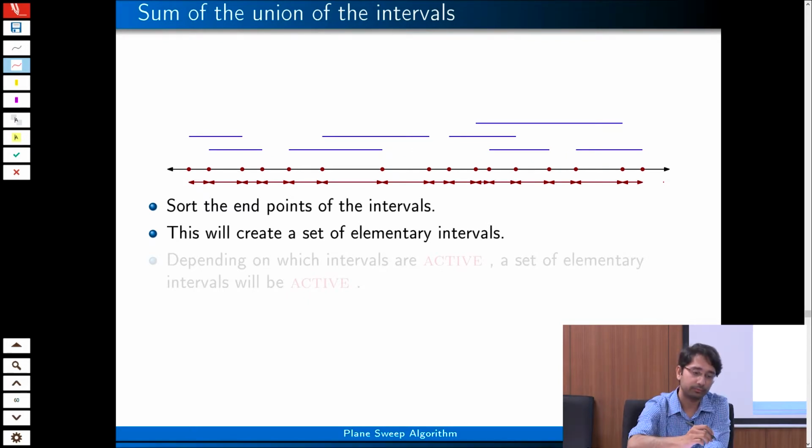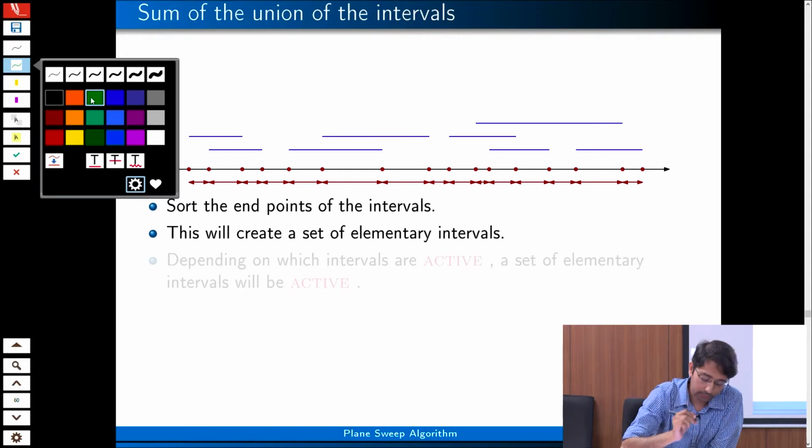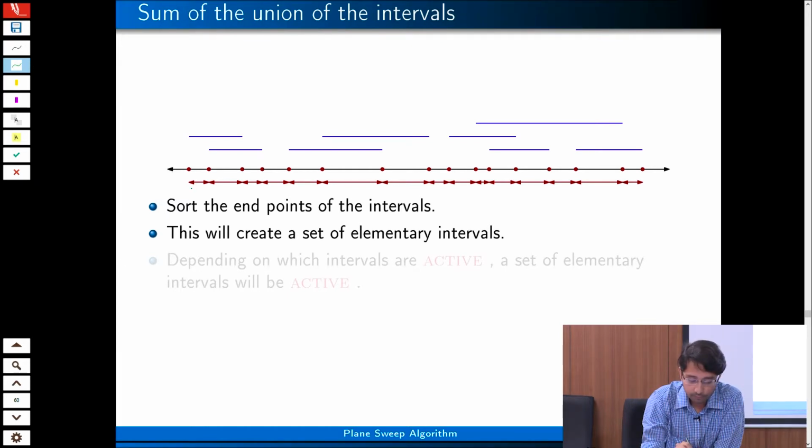These are my intervals. So, this is my first interval, this is my second interval, this is my third, fourth, fifth, like this. How many intervals do I have? N minus 1. 2n minus 1. Correct. 2n minus 1 intervals I have.